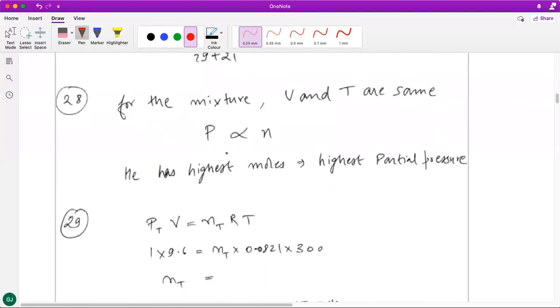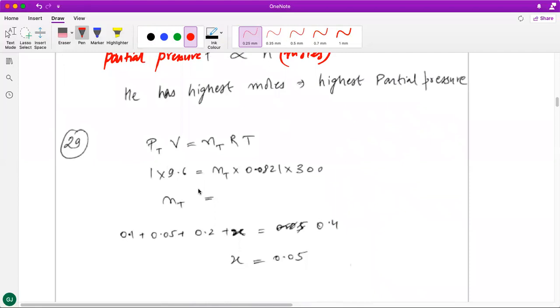Then 28, straightforward question. You have been given a mixture. So the mixture will have the same volume and temperature conditions. They are present in the same system. So the partial pressure of a gas, right? The partial pressure of any gas will be directly proportional to its moles, right? So you determine the moles of each gas that is present here, and you should be able to get which gas will have the highest partial pressure.